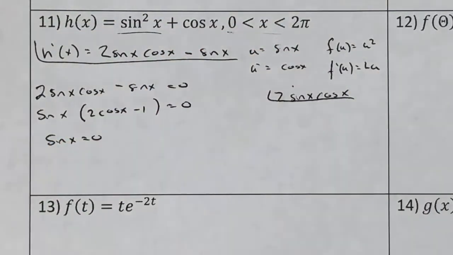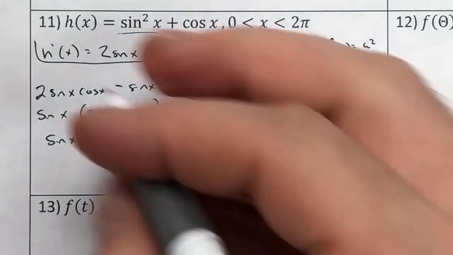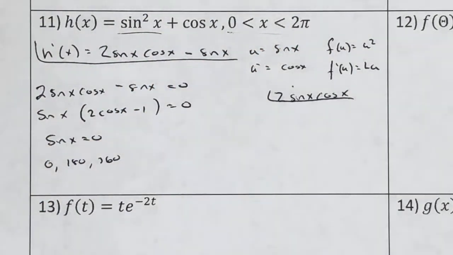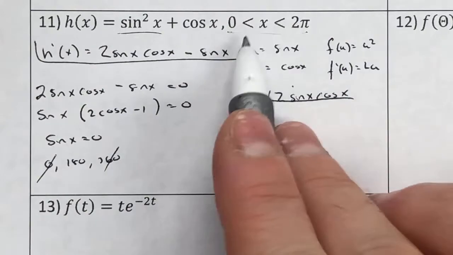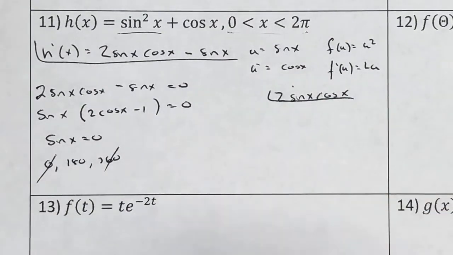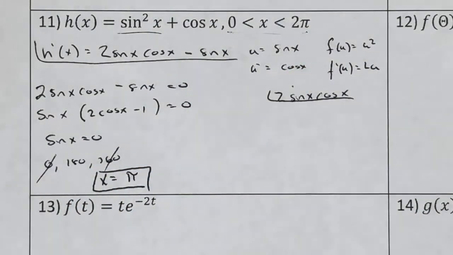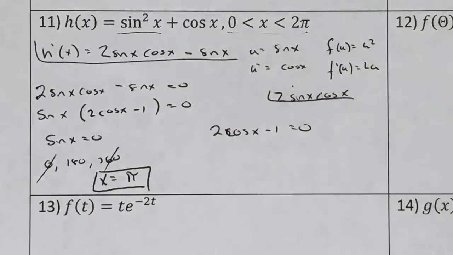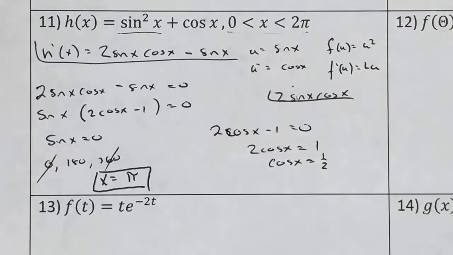So sine x is equal to 0. And the only time sine is equal to 0, when the y value is equal to 0, is at 0, 180, or 360. Now, I can't assume the 0 and the 360 because I can't assume the extremes of the circle, but I can assume 180, which means x is equal to pi in that one. For 2 cos x minus 1 is equal to 0, that's 2 cos x is equal to 1, and cos x is equal to 1/2.